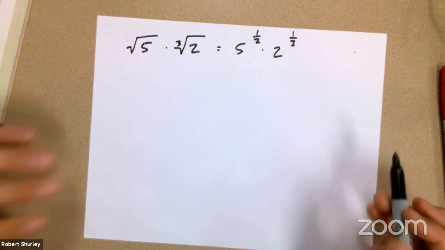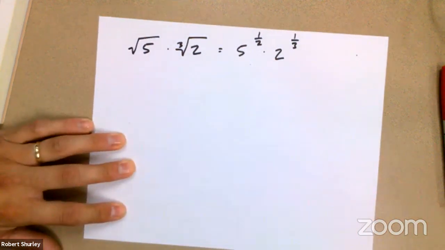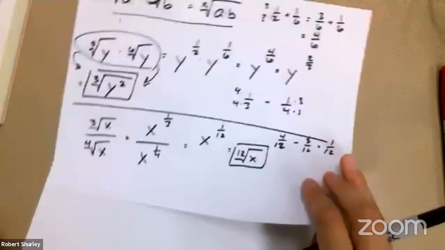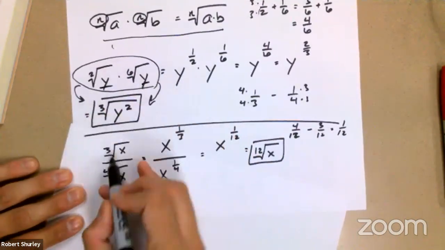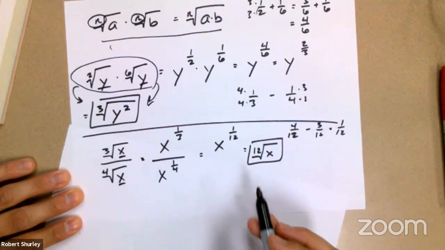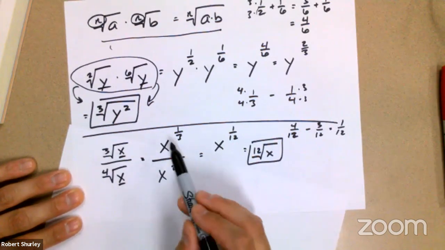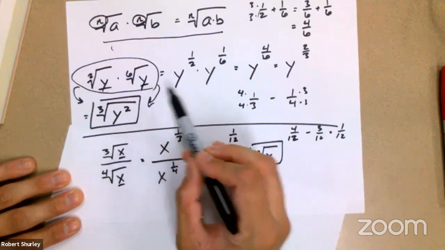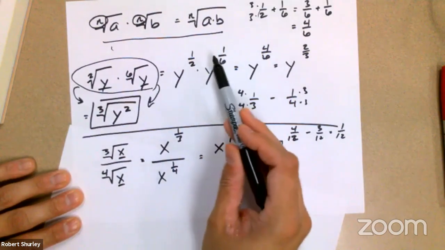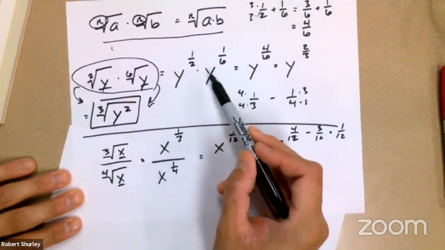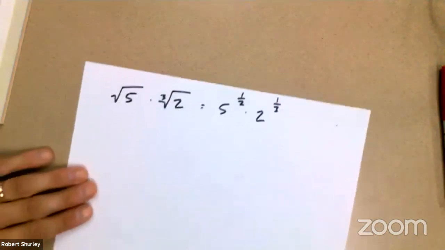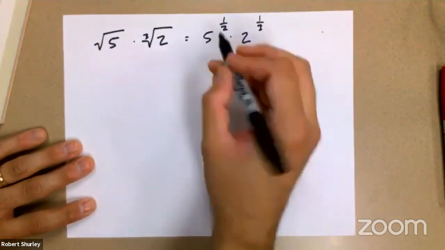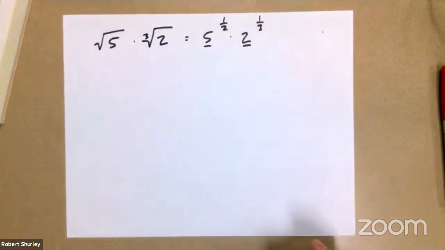Let me go back to this last page. What's different about these is that every example we've done so far had the same base, so we could combine them. Once we got to this point, I subtracted. Once I got to here, I could add these together because I have the same base y and the same base x. Over here, I don't have that. I've got a base 5 and a base 2.